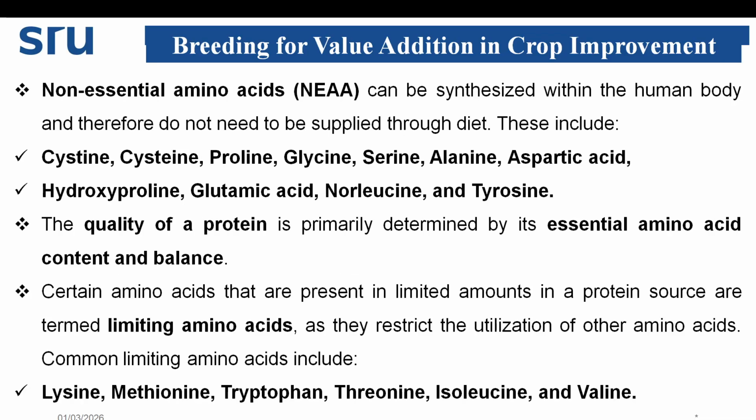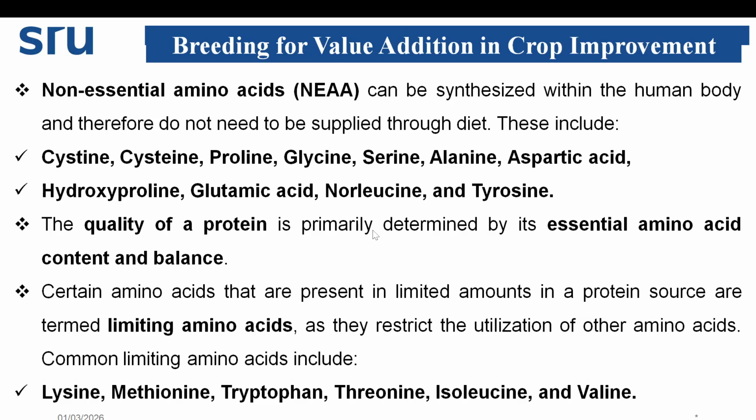Then what about non-essential? Non-essential amino acids can be synthesized within the human body and therefore do not need to be supplied through diet. And these include cysteine, proline, glycine, serine, alanine, aspartic acid, hydroxyproline, glutamic acid, norleucine and tyrosine.